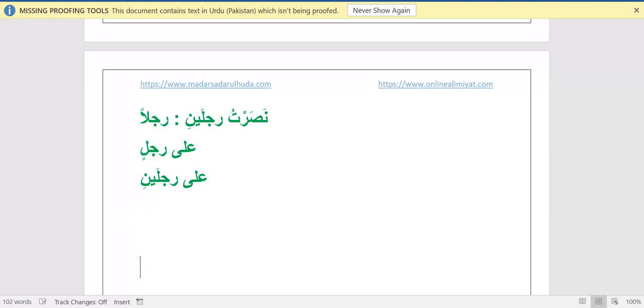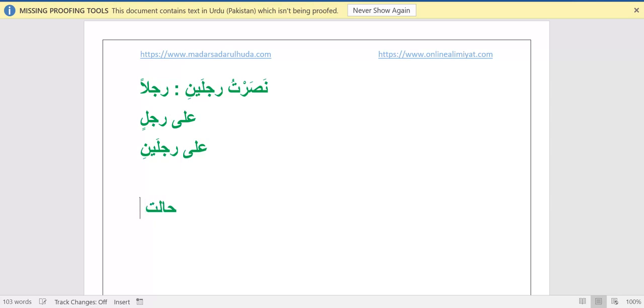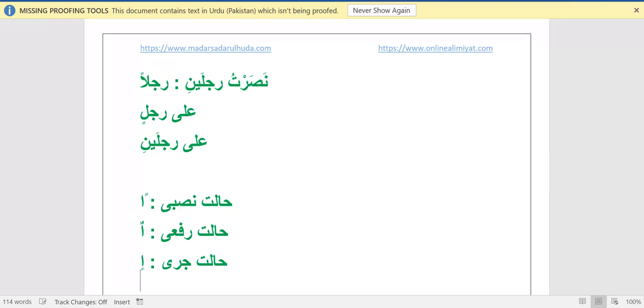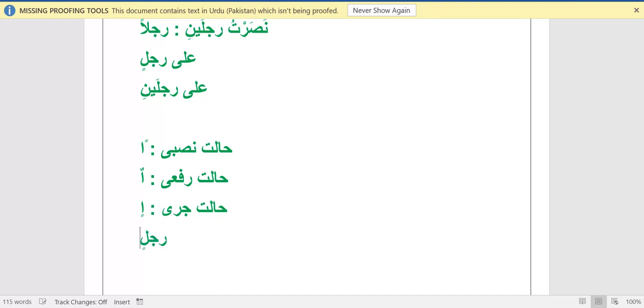Let me also explain what halate nasbi is, because we are going to use this again and again. Halate nasbi means a word in such a state where it should have fatha, zabar on it. Halate raf'i means a word in a state where it should have zamma on it. And halate jarri means a word in a condition or a place where it should have kasra on it. So if I say rajulin, you can say rajulin is in halate jarri state. When I say rajulun, rajulun is in halate raf'i state. And if I say rajulan, rajulan here is in halate nasbi state.